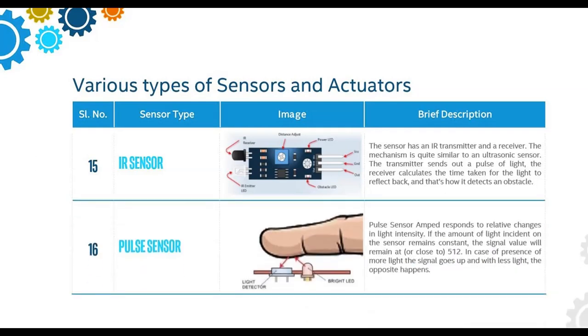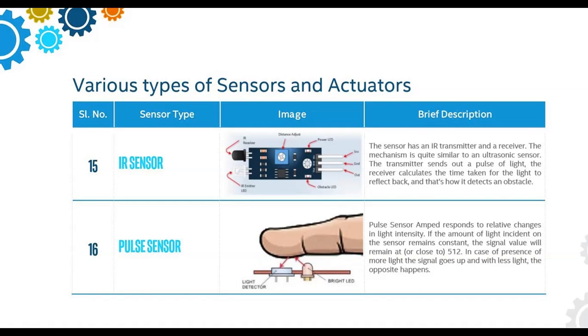Pulse sensor to measure the pulses of a body. The pulse sensor responds to relative changes in light intensity. If the amount of light incident on the sensor remains constant, the signal value will remain close to 512. In case of more light, the signal goes up, and with less light, the opposite happens. So this is nothing but your pulse sensor.